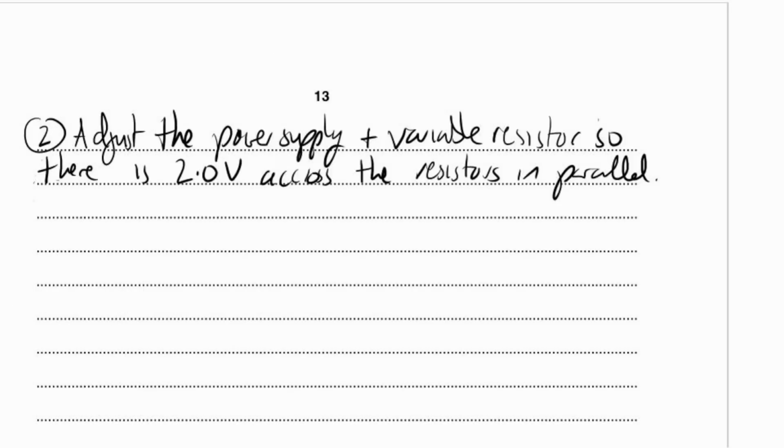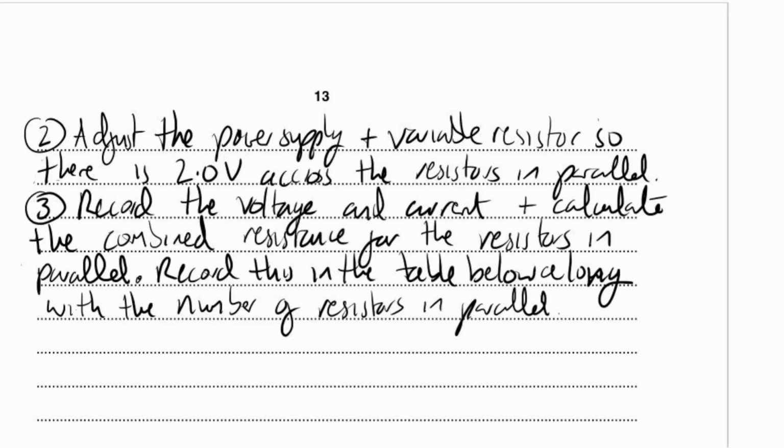So there we go. Adjust the power supply and variable resistors so there is 2.0 volts across the resistors in parallel. Next step would be to record the voltage and the current in the table below and then calculate the resistance, the combined resistance, of course, for the parallel section. Record this in the table below along with the number of resistors in parallel.